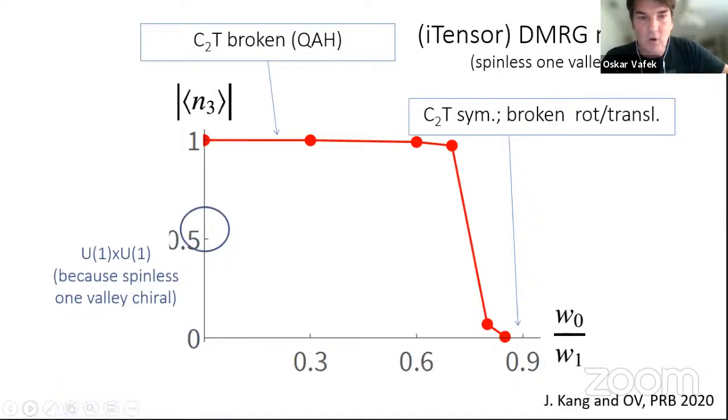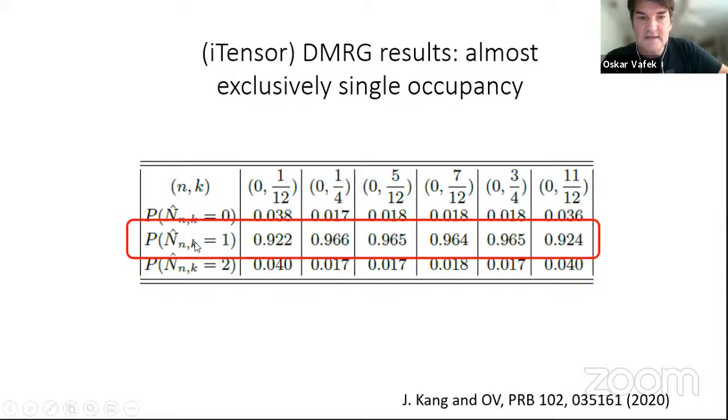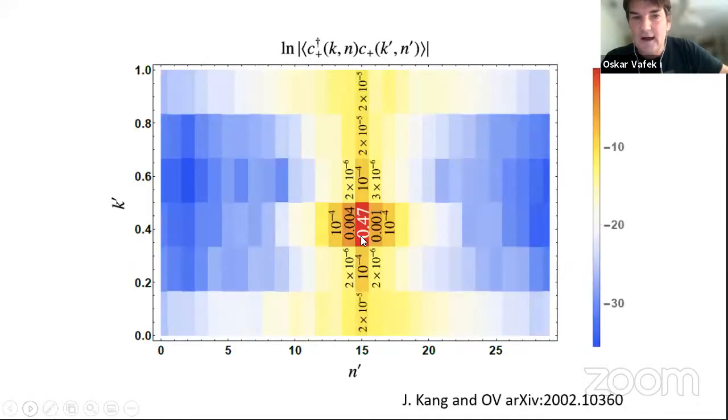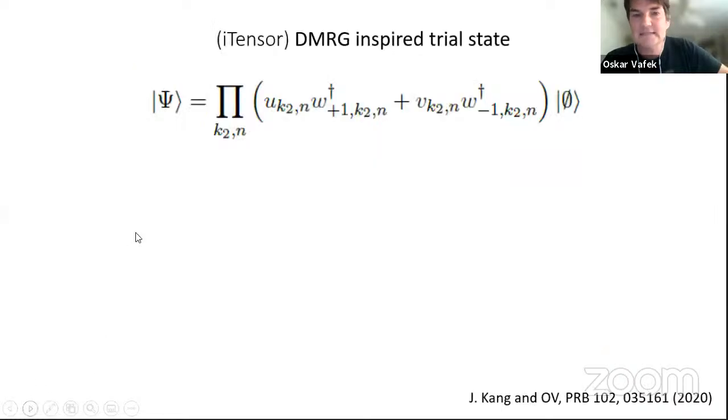All right. But what we noticed is that the occupancy of various hybrid Wannier orbitals is almost always one, with very little probability of double occupancy or zero occupancy. Moreover, we found out that the equal time correlation functions between either the same Chern number or opposite Chern number is an extremely fast decaying function. So it's basically only on-site correlated. This made us use this trial state for doing additional refinement, going to larger system size of this variational calculation.